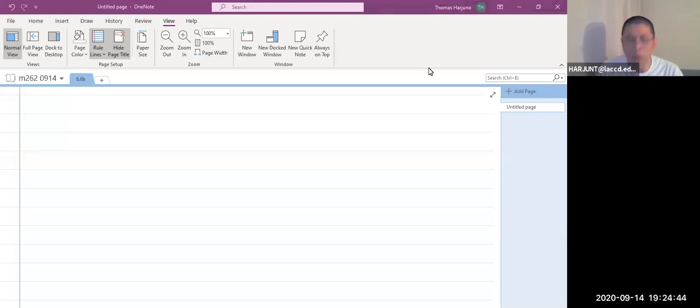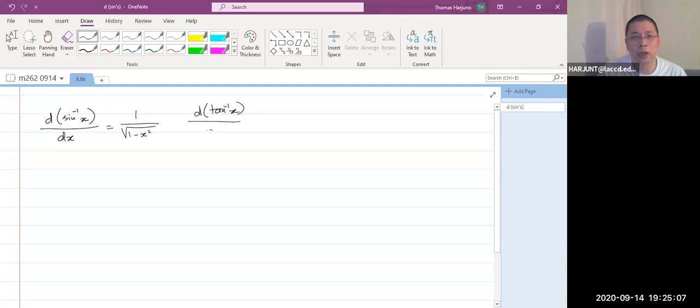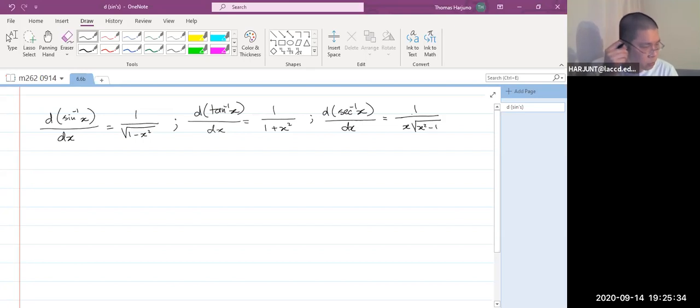We will do examples from the book. We already learned from last time that the derivative of sine inverse x with respect to x is 1 over square root of 1 minus x squared. The derivative of tangent inverse x with respect to x is 1 over 1 plus x squared. And the derivative of secant inverse x with respect to x is 1 over x times square root of x squared minus 1. So we will now apply what we learned here.